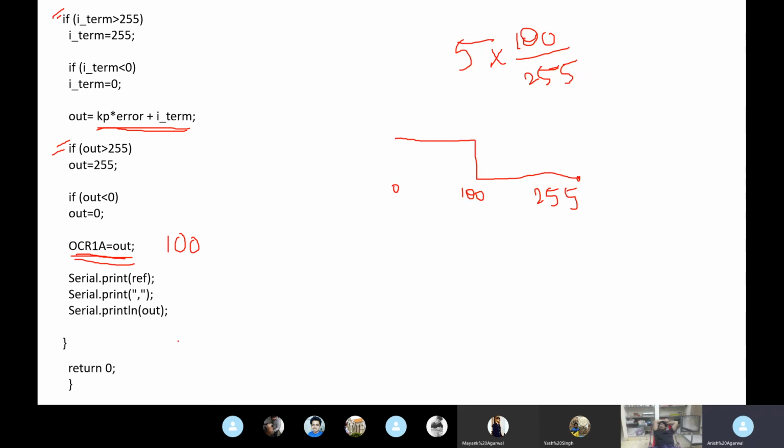So this is the code. I'll be printing the reference and the output, and then I'll plot it in a graph so that you can see how it is changing and how it is comparing with the reference.